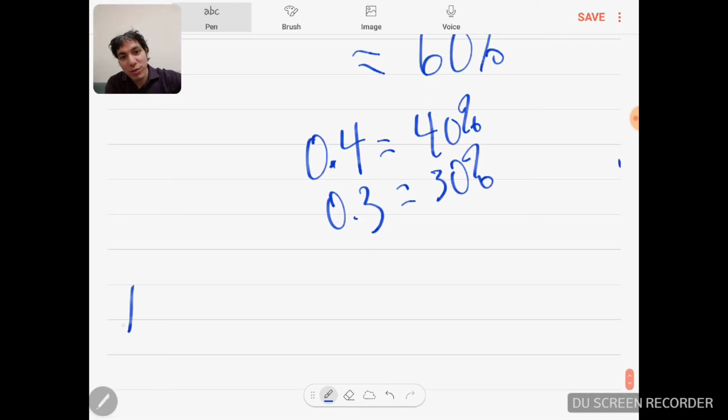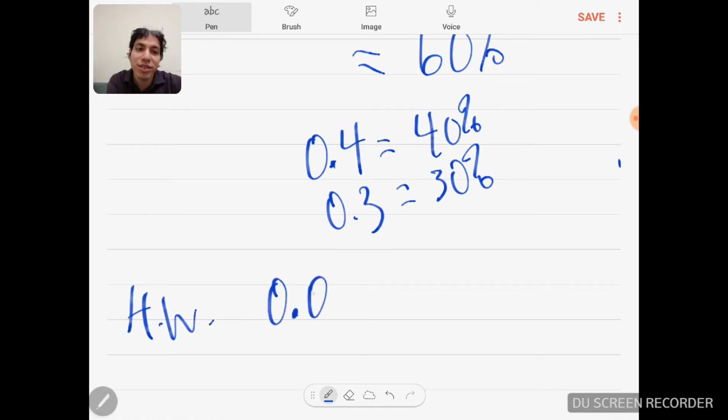So let me give you your homework problem. I want you to figure out what 0.0012 is as a percentage. So turn this decimal into a percentage, okay?